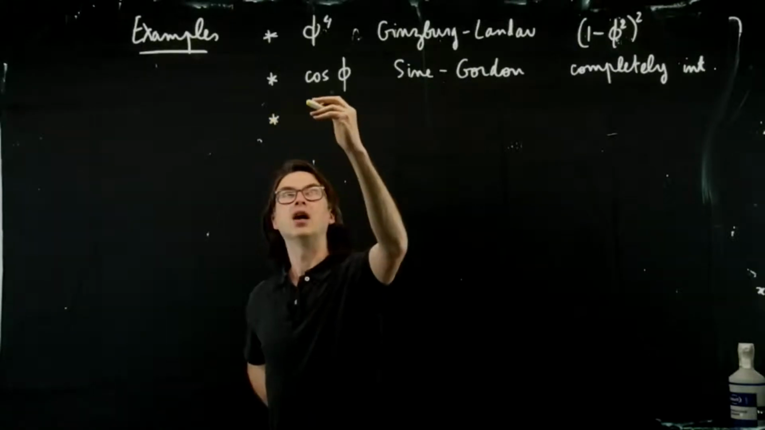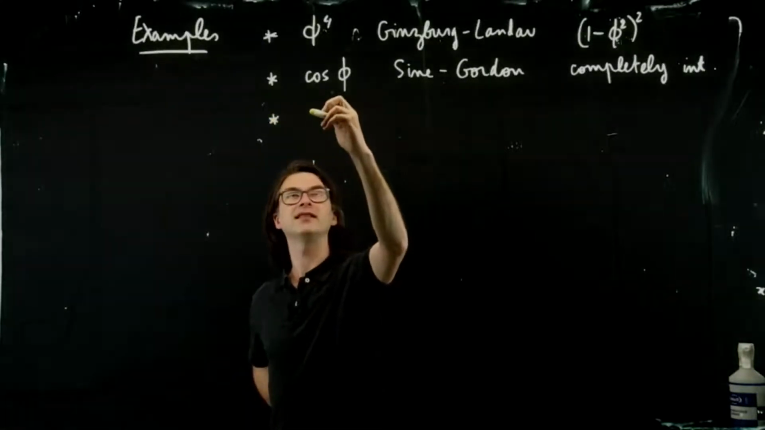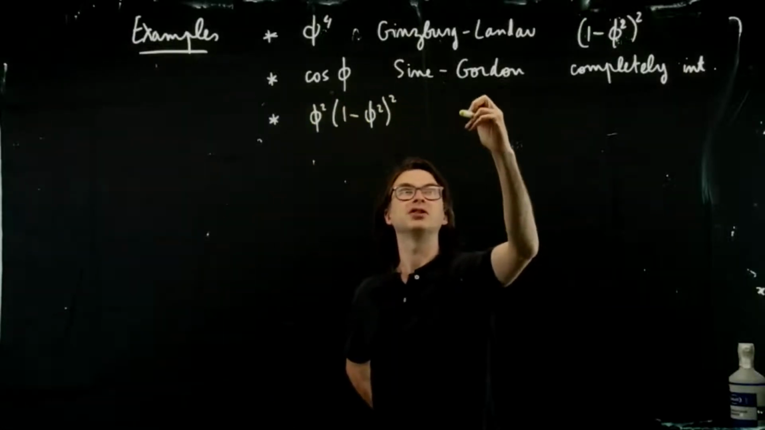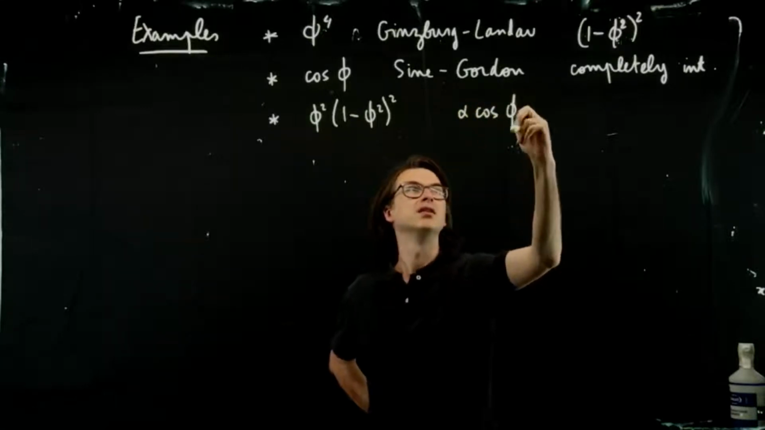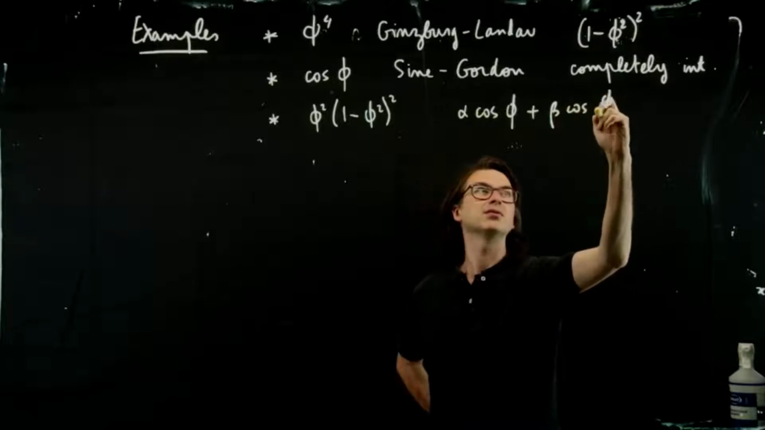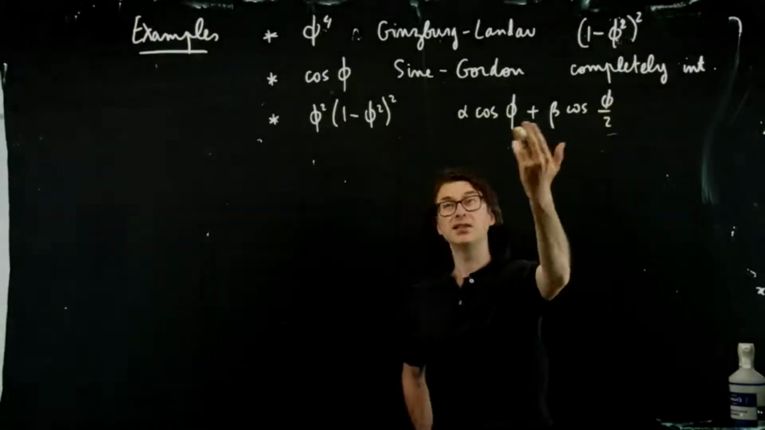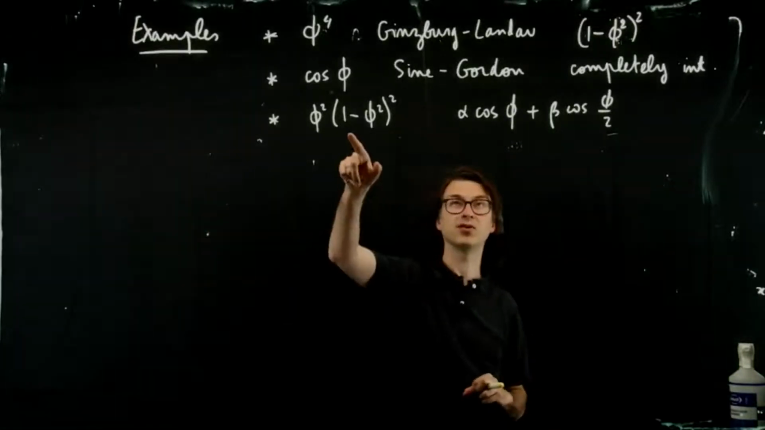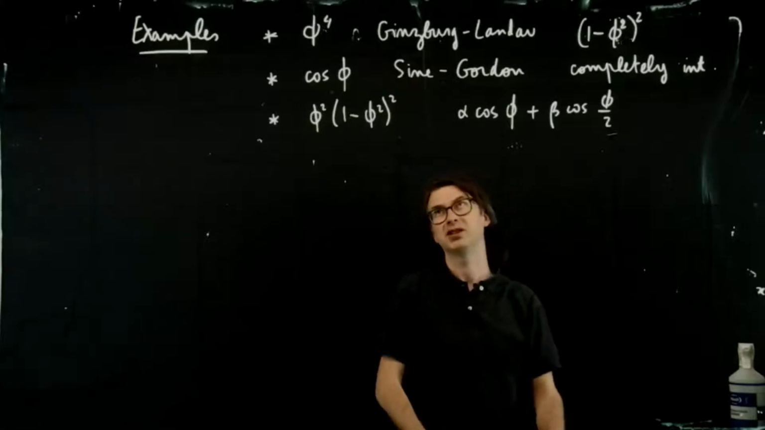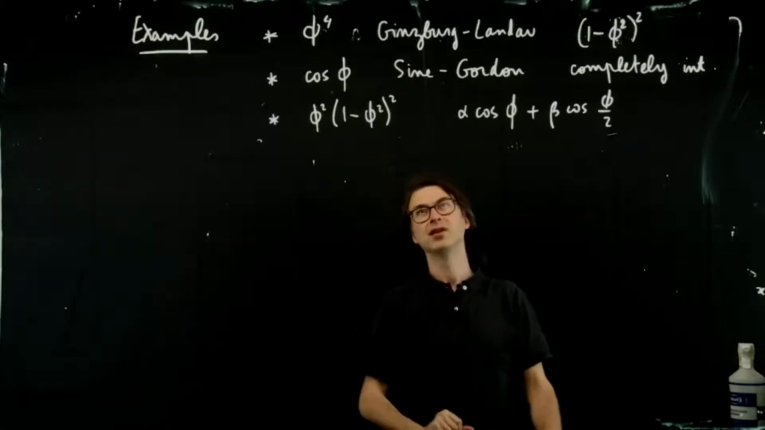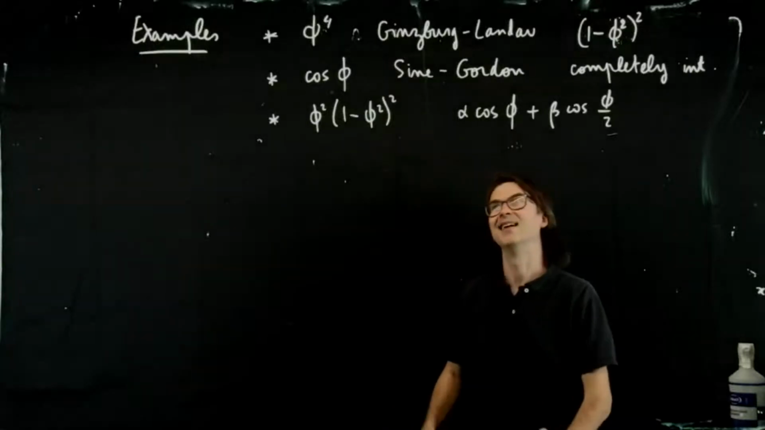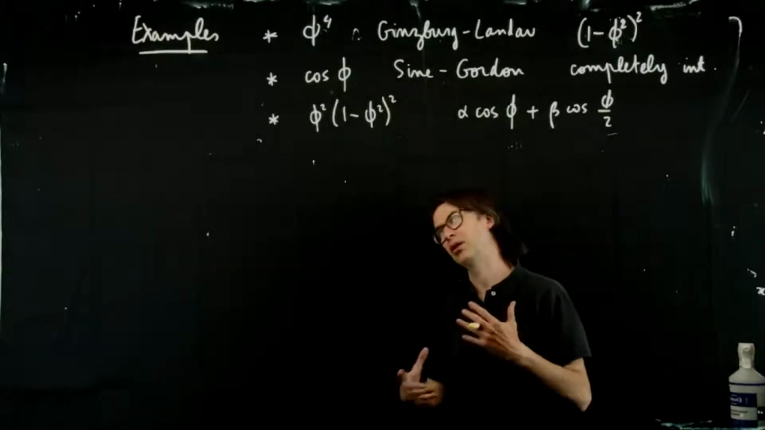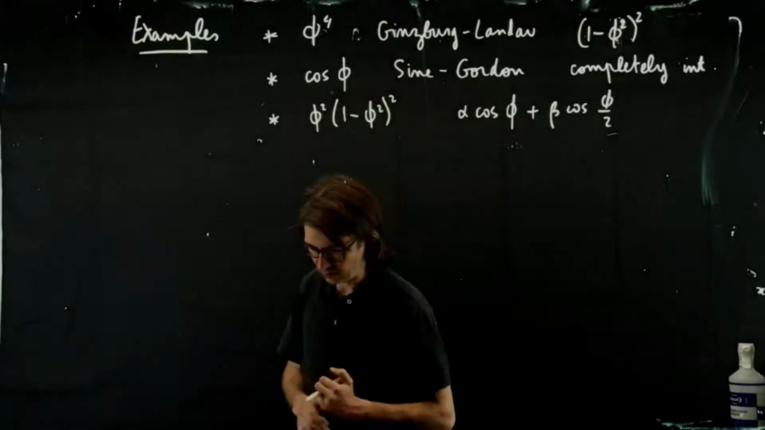And you know, there is the so-called phi-6, which is phi squared times (1 minus phi squared) squared. There is the double sine-Gordon, which is alpha cosine phi plus beta cosine phi over 2. And I don't think there's any particularly good reason for these specific formulas, as far as I can tell. It was just physicists trying to understand how the potential has an effect on the dynamics of the problem.